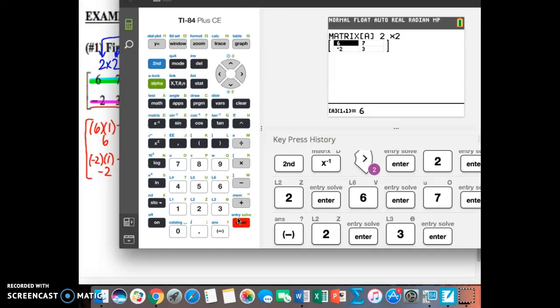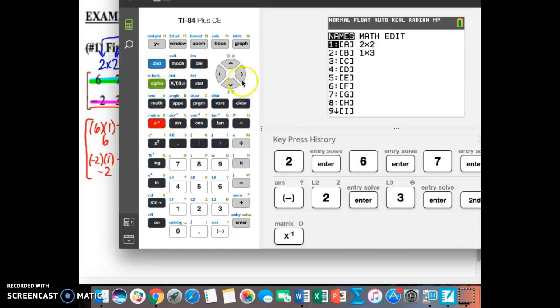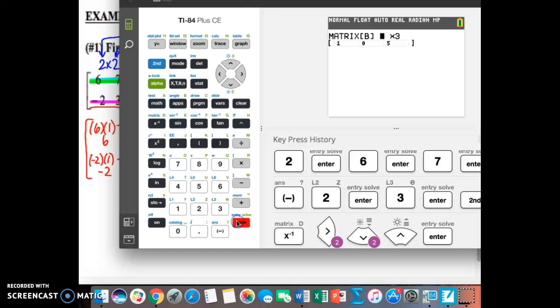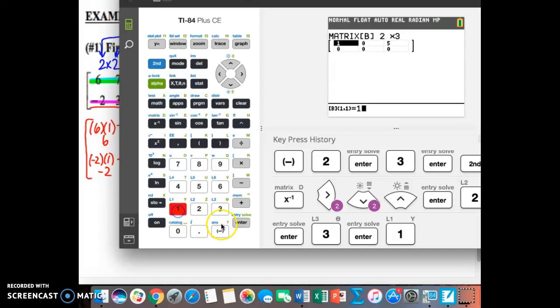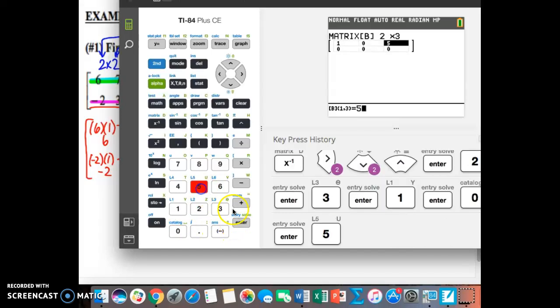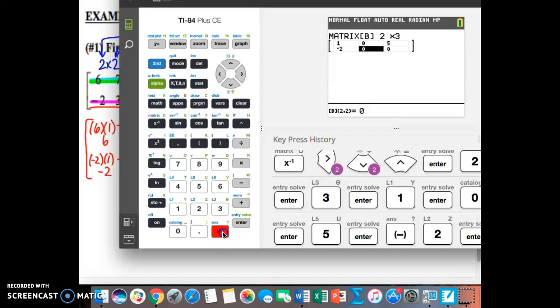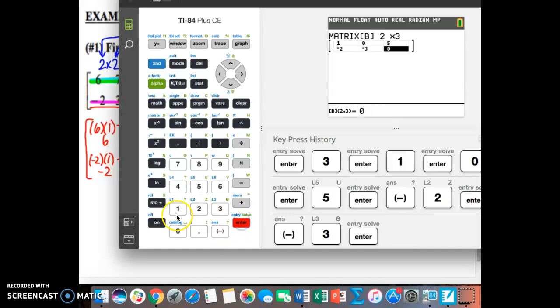Since I will also need my matrix for B, I'm going to click second matrix again, go over to edit, and down to B, and click enter. Since B is a 2 by 3 matrix, I'll change that so it's a 2 by 3, and now I can type in the numbers I need. So 1, 0, 5, negative 2, negative 3, 1.